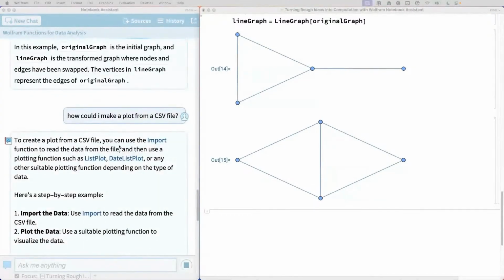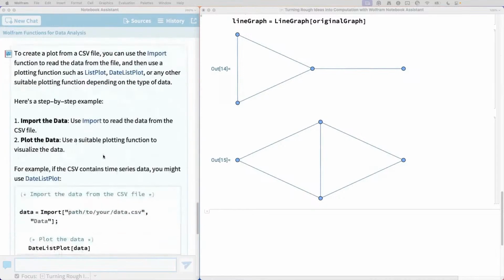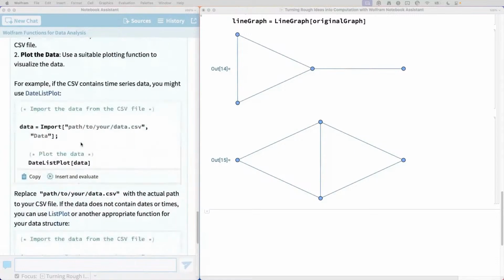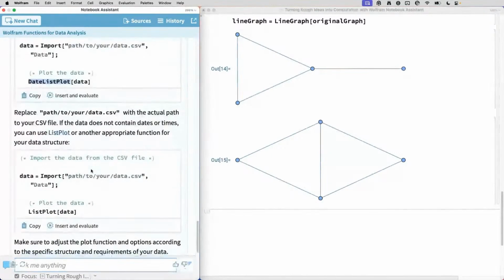Okay, so it gives us kind of all the steps. We should use the import function to read the data from the file, and then use a plotting function like listplot or datelistplot. Importantly, not just the plot function, which plots functions rather than data, but listplot and datelistplot, which are what we want for a CSV. We can use those, and there we go. And here it gives us, how do we import something? And then it says, here's how you would plot it.